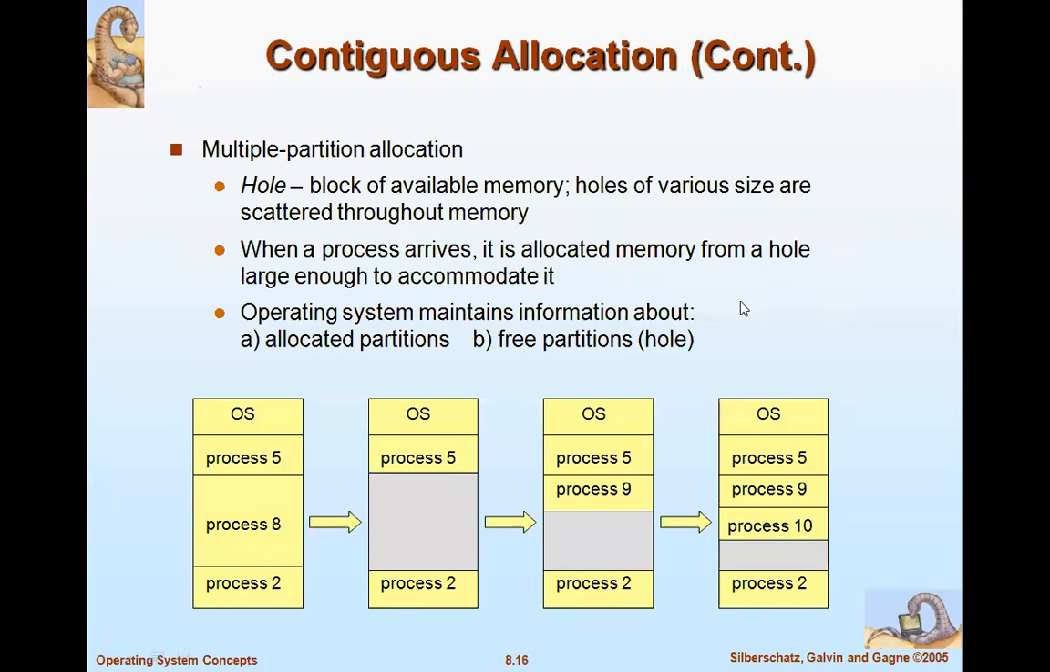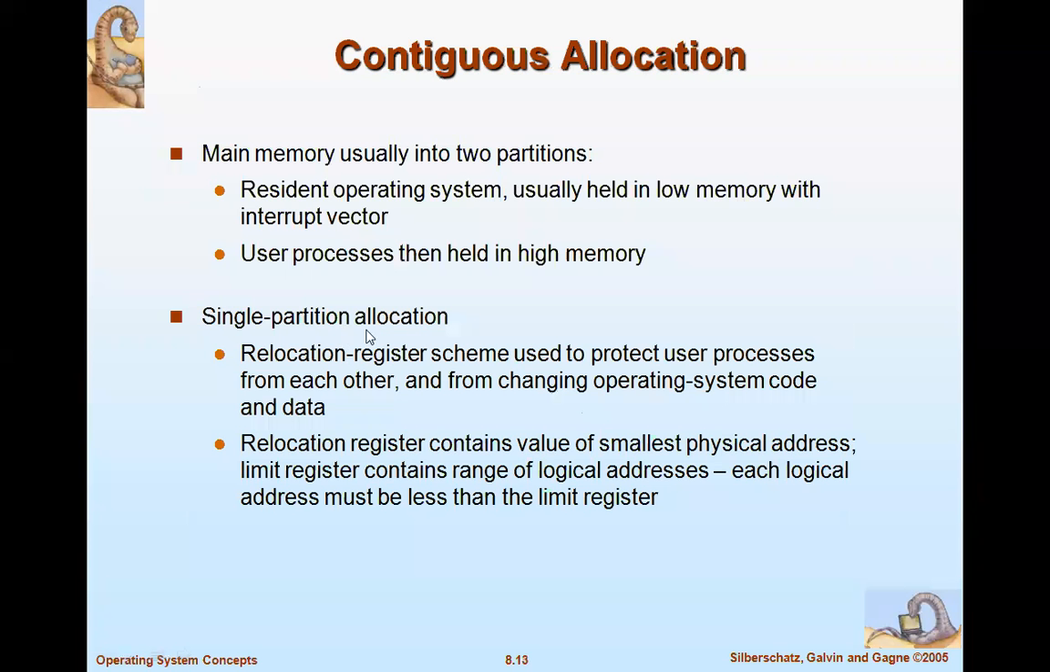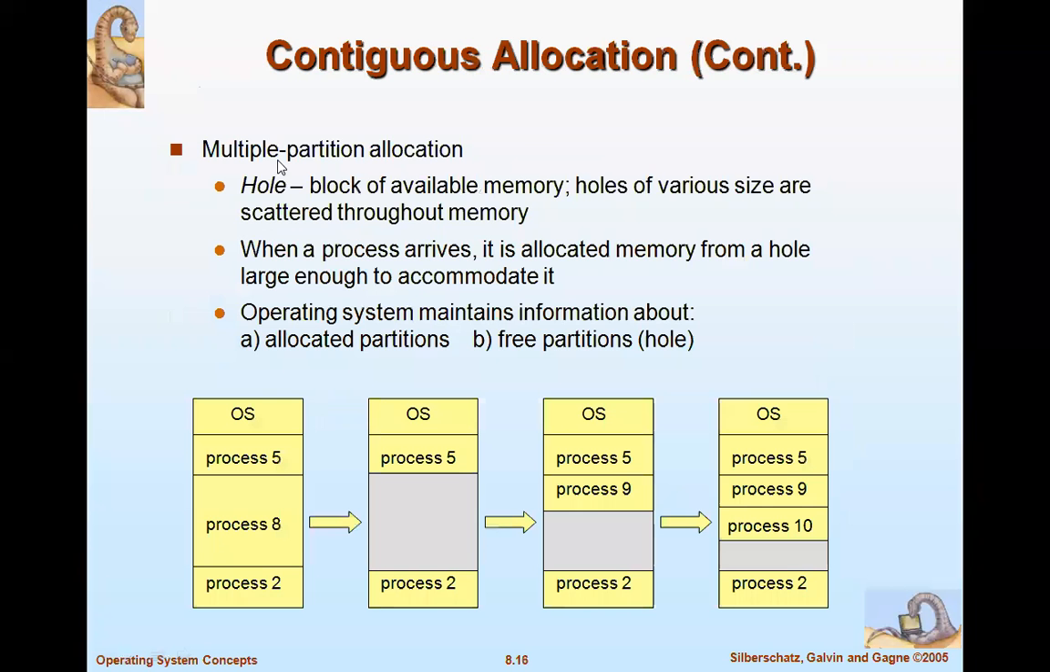So here we are discussing two types. First is single partition allocation. Second is multiple partition allocation. That means you can generate more partitions. We'll see that in the coming slides.